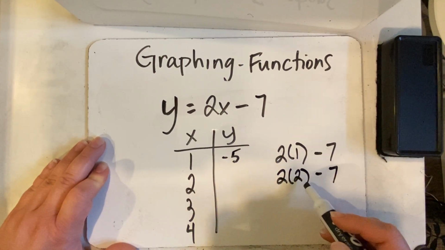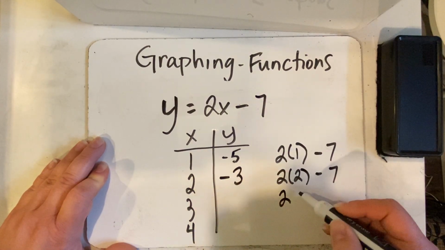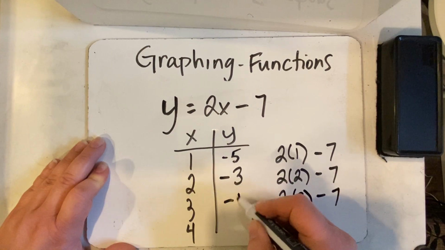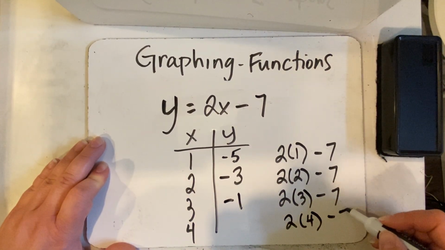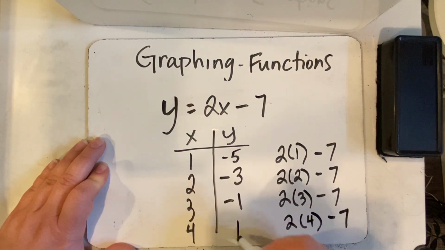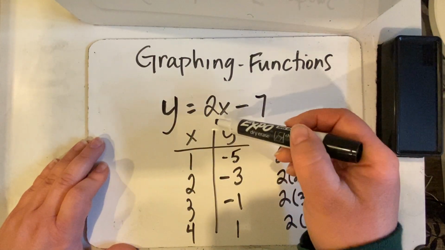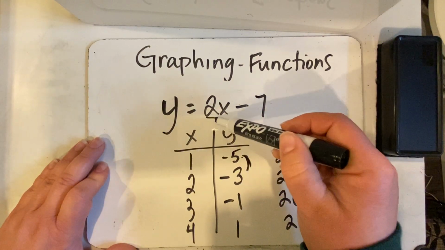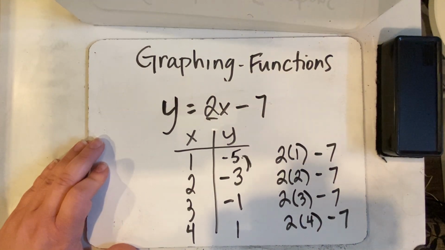So I have 2 times 2 is 4, subtract 7. I have -3. 2 times 3, subtract 7. I have -1. And then 2 times 4, subtract 7. And then I have 1. Now you can see from the other patterning work that we do, you can see how it relates. I told you before that the pattern, so this is going up by 2, is always beside the variable. So you can see how this relates to that.